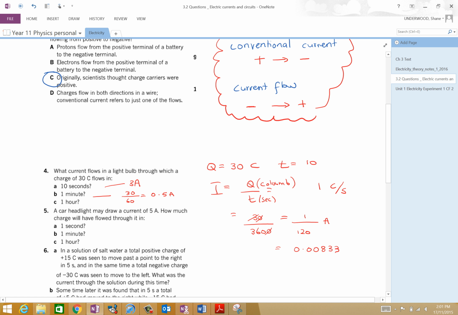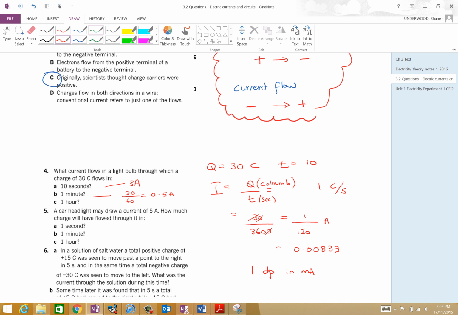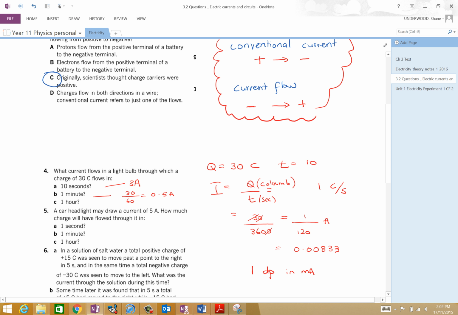Now, what happens if I was to say I would like it to one decimal place, and I'd like that in milliamps, please. What do I have to do for milliamps? I know that milliamps is 10 to the power of negative 3. So I'm going 1, 2, 3. There we go. 8.3 milliamps. Okay?